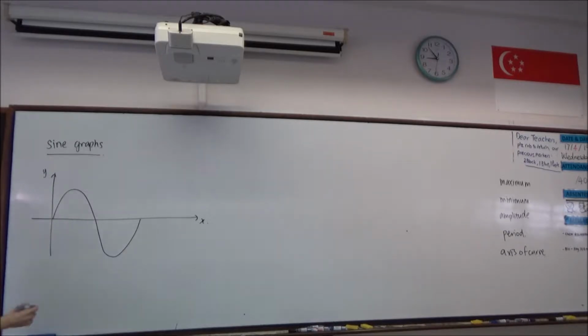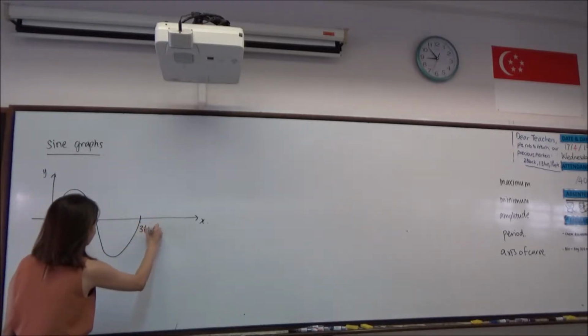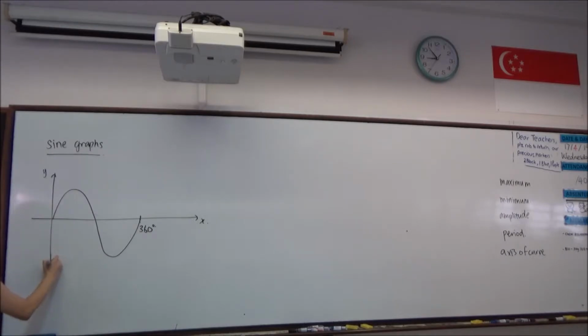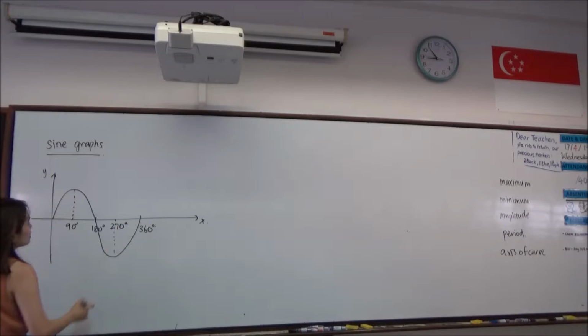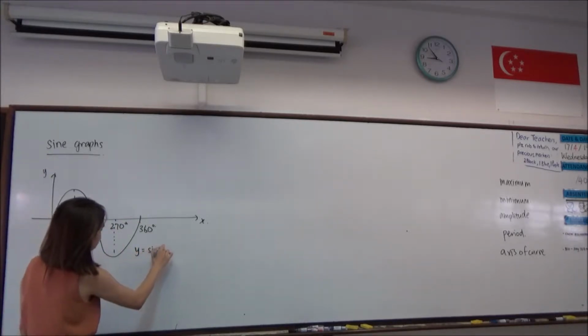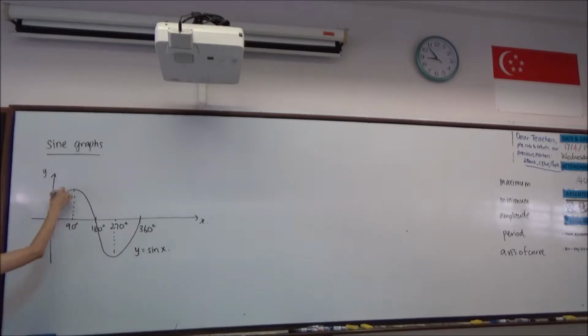360 degrees. Okay, so the period will be 360, so this will be 180 degrees, and then after that, this will be 90 and 270 degrees. Okay, since in this case we're looking at a graph of y equals sine x, we are also aware by now that the maximum will be at 1, minimum will be at negative 1.